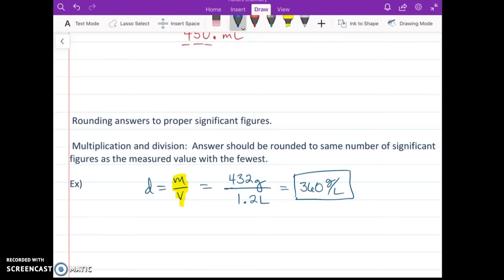I don't need to do any more rounding. The reason I don't have to do any more rounding is I took a measured value that had 3 significant figures, 432, and I divided it by a number that had 2. So if the top number has 3 and the bottom number has 2, of course 2 would be the fewest, and so my answer should only have 2. So in this case, the calculator gave me exactly what I needed, 2 significant figures. If I were to throw a decimal on the end of that, that would be wrong because that would give me 3 significant figures.